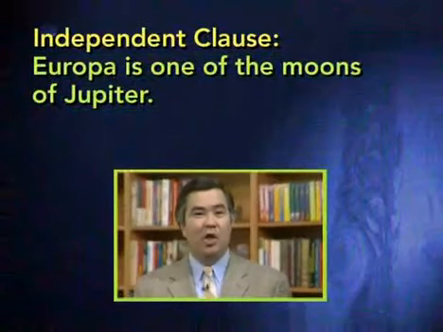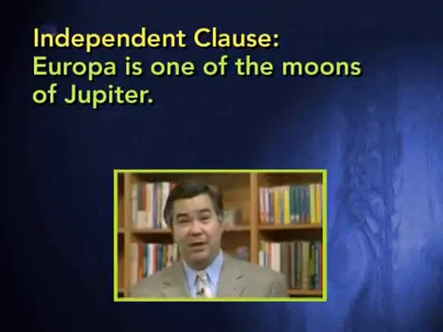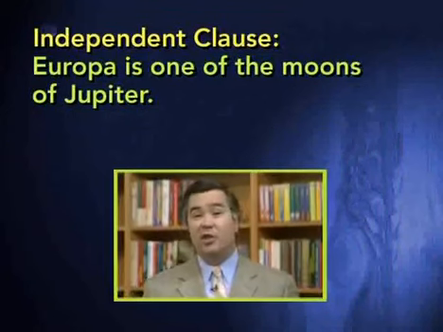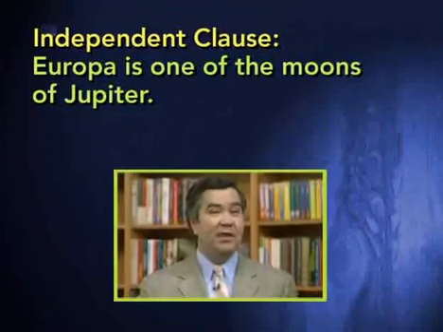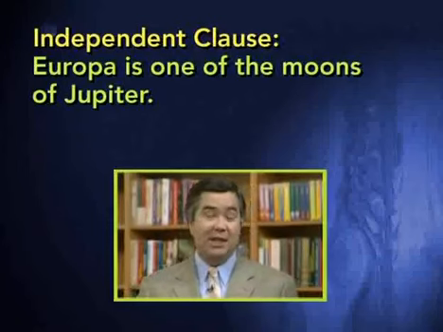When the United States became independent from the country that founded it, England, the United States was able to stand on its own. And an independent clause can stand on its own as a sentence. Take a look at this example. Europa is one of the moons of Jupiter. Now, this is a clause because it's a group of words that contains both a subject and a verb. Can you identify the subject and the verb in this sentence?